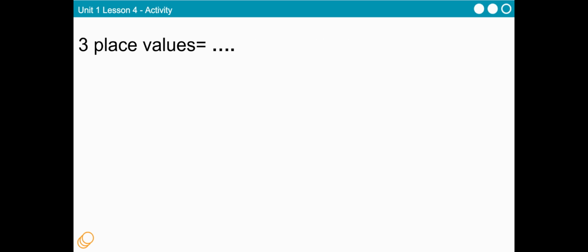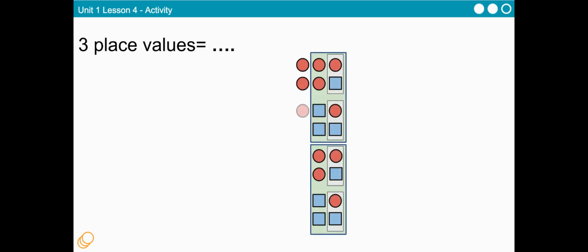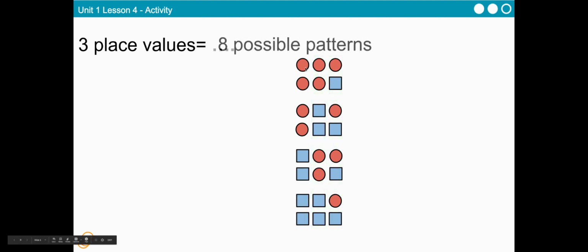What about for 3 place values? For 3 place values, we can make 2 copies of the 2 place value patterns, right? Then I can add circles in front of all of these copies and squares in front of these, creating 8 possible patterns. 1 pattern, 2, 3, 4, 5, 6, 7, 8 possible patterns.